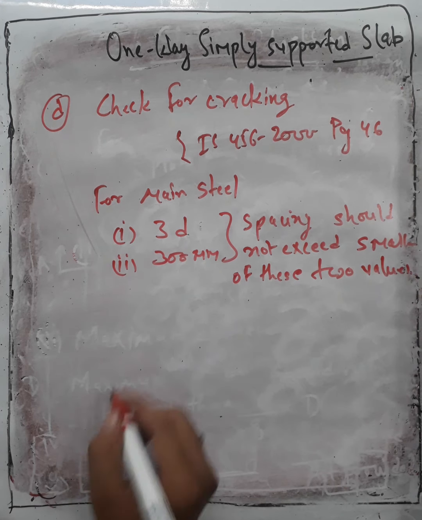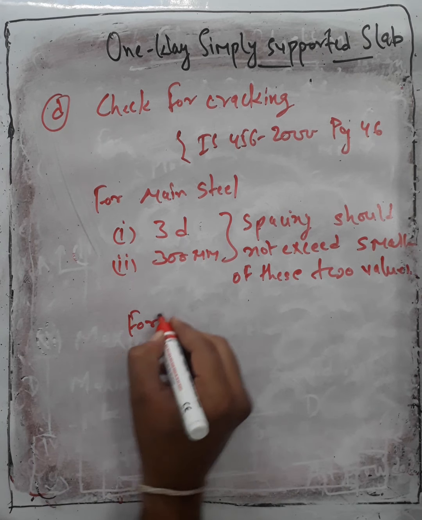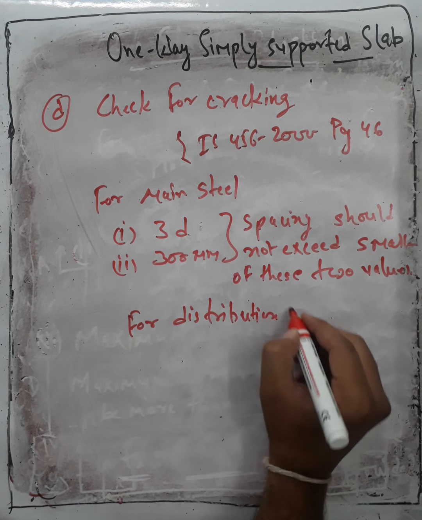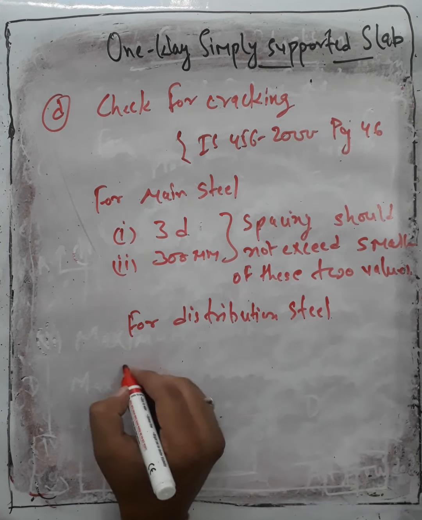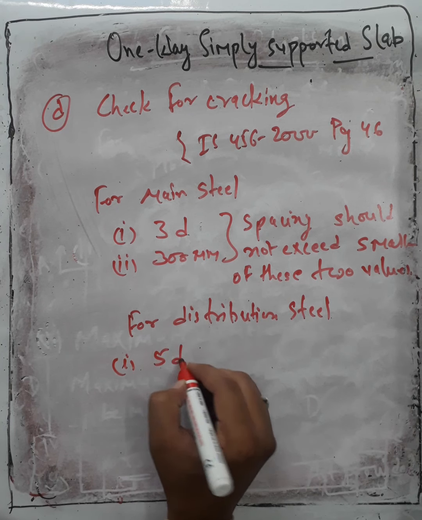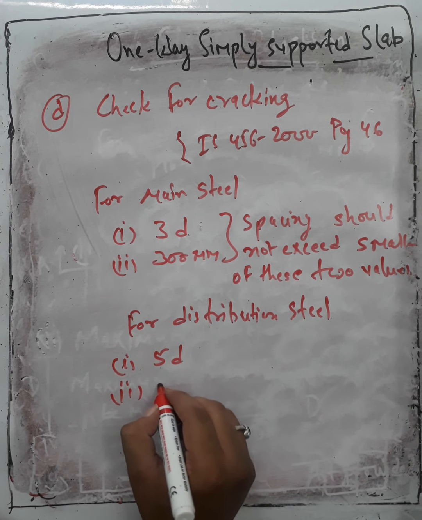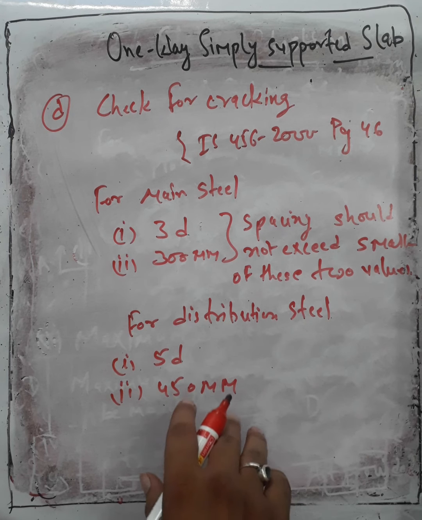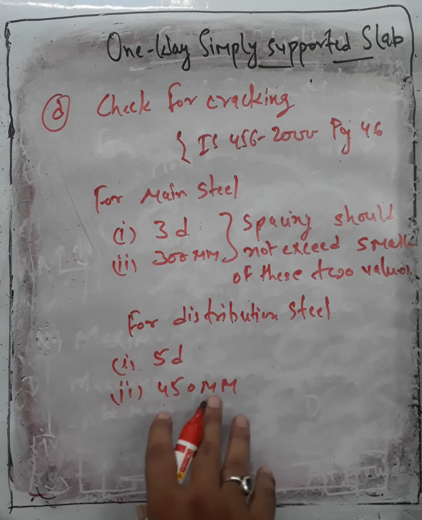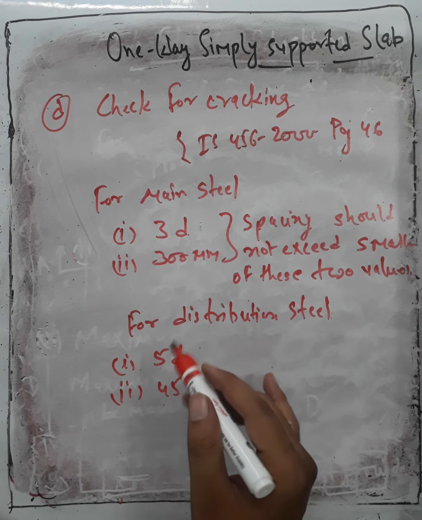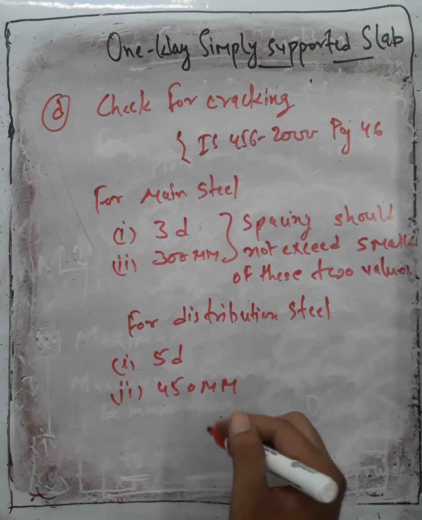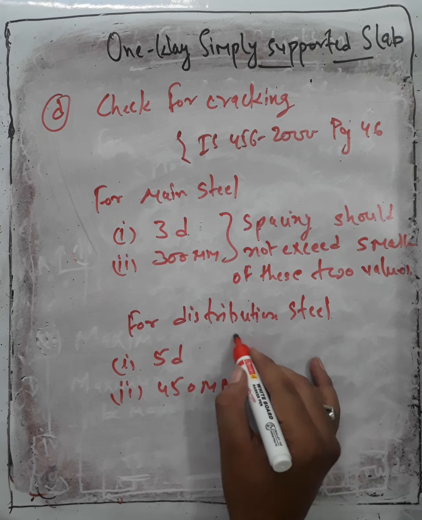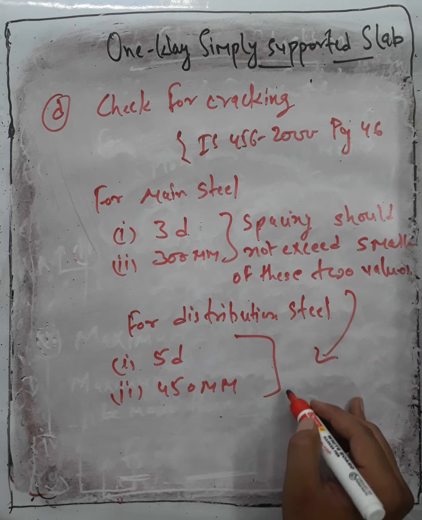This is for main bars. And for distribution steel, 5D and the second one is 450 mm. In competitive examinations they directly ask the values for distribution steel and main steel, so you have to remember 3D and 300 for main steel and 5D and 450 for distribution steel, and this criteria is the same as above.